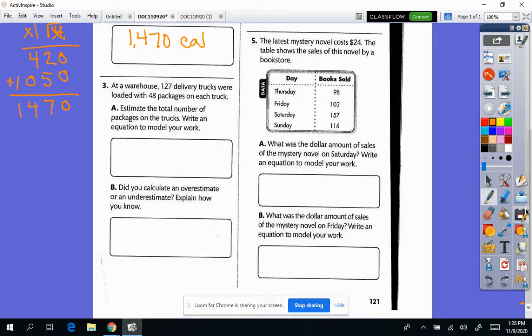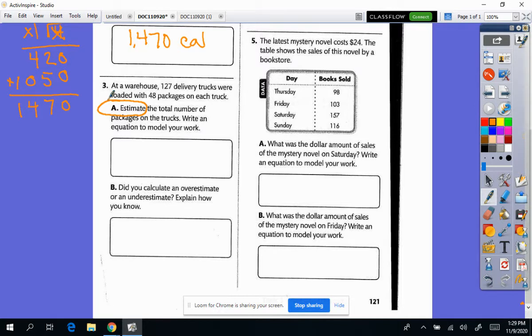At a warehouse, 127 delivery trucks were loaded with 48 packages on each truck. Estimate the total number of packages on the trucks. Write an equation to model your work. Okay, and something I want to point out to you guys is this says estimate. So maybe not all of us would pick the exact same numbers to round to, but as long as you can pick something around these and get an estimation and then be able to justify your answer, be able to say, yes, this is an overestimate or this is an underestimate, and be able to explain how.